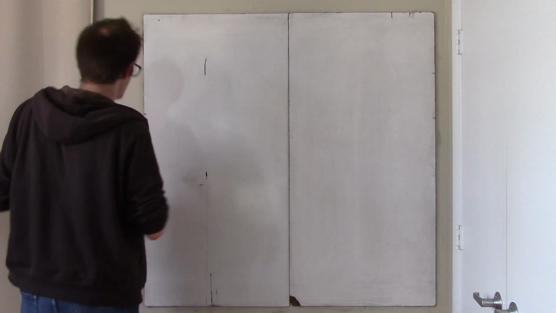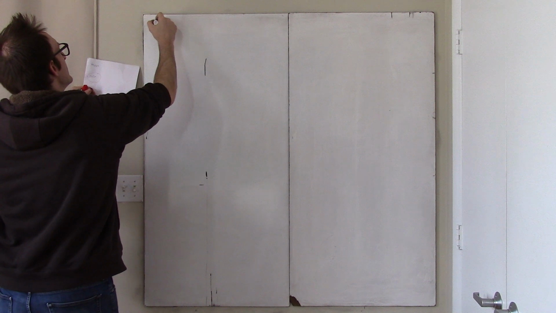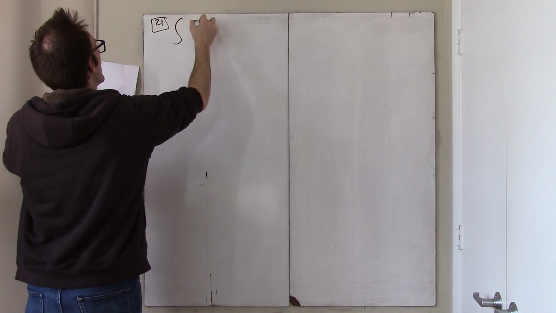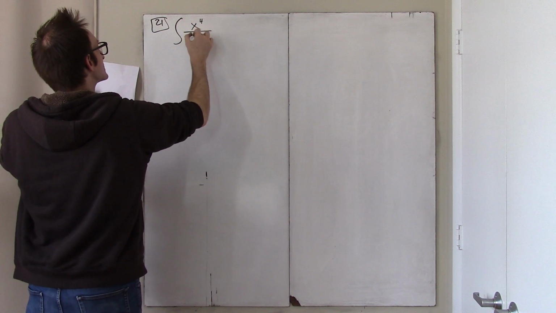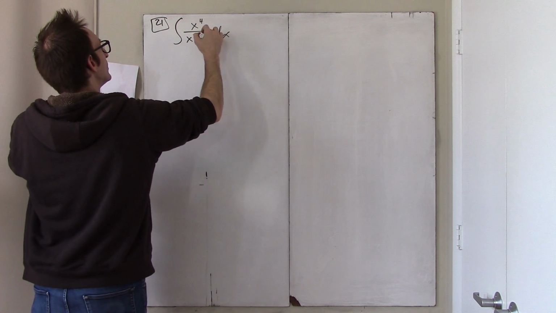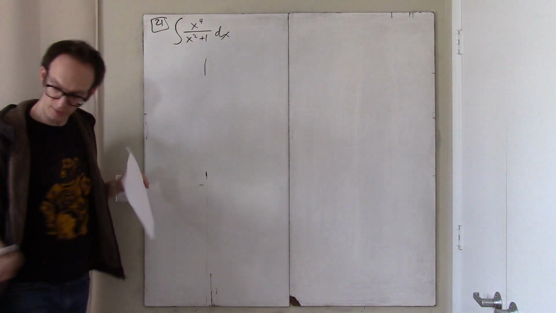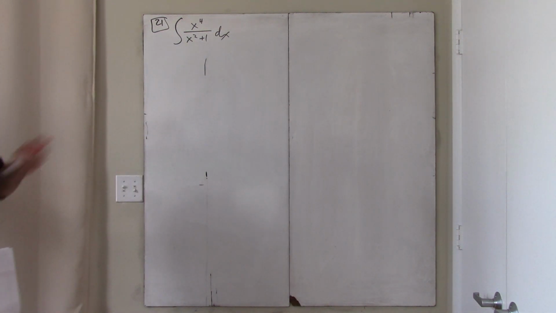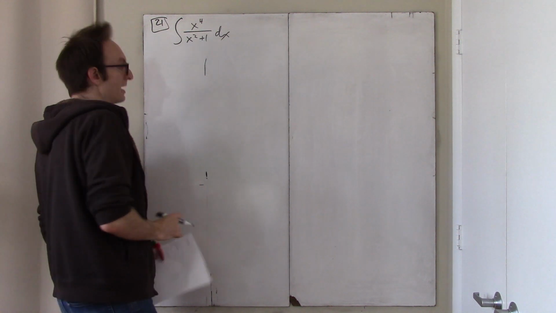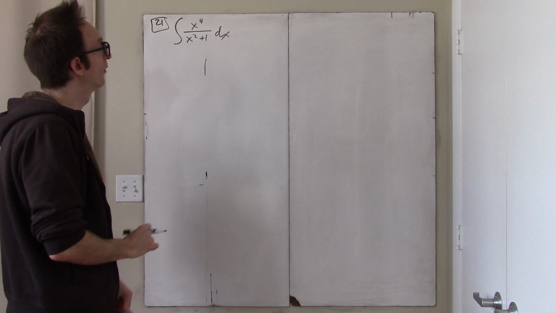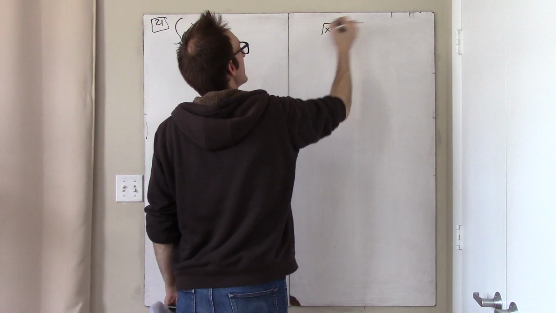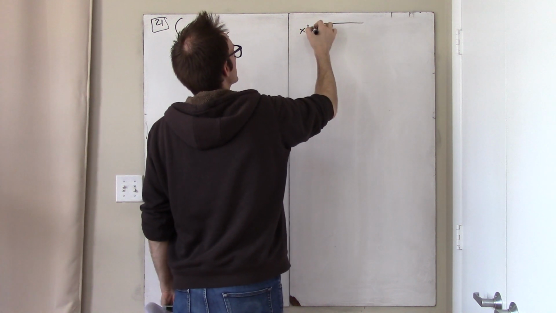21 is, I think, maybe not so hard. x to the 4th over x squared plus 1. What's the sort of rule of thumb with rational functions? You do polynomial division whenever you can, and here we certainly can. And so, what is x to the 4th divided by x squared plus 1?